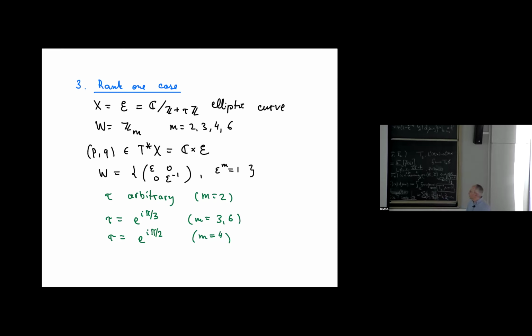Q goes to negative Q. But if you have M equals 3 or 6, you need hexagonal lattice. And for M equals 4, you need square lattice. So you lose this freedom. You have just specific modular parameter in those cases.